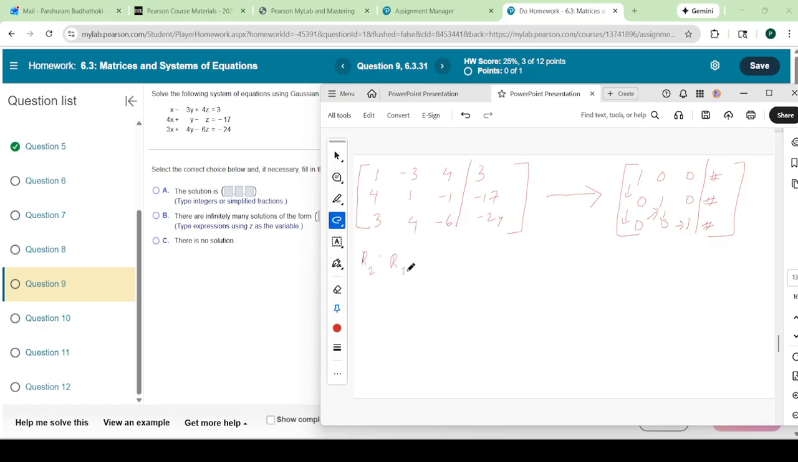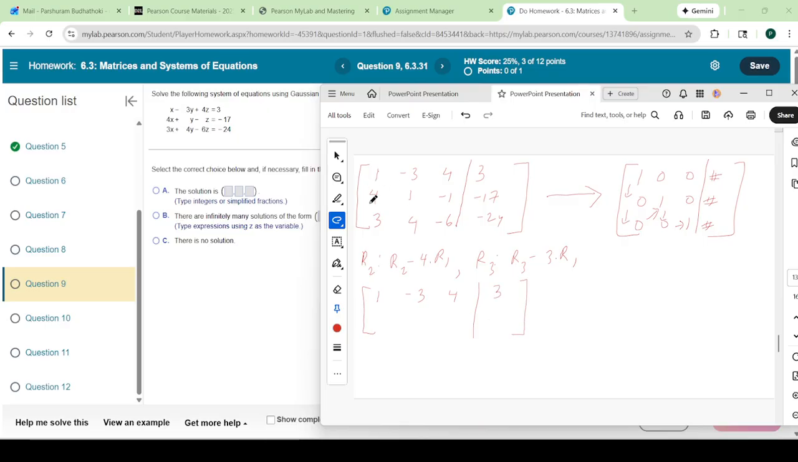Row 2 is row 2 minus 4 times row 1. Yeah, because 4 times 1 is 4 and 4 minus 4 is 0. So I'm going to make that change here. I'm also going to do the same thing for row 3 because I also need this to be 0. So row 3 is row 3 minus 3 times row 1. So row 1 is fixed, which is 1, negative 3, 4, and then other side is 3.